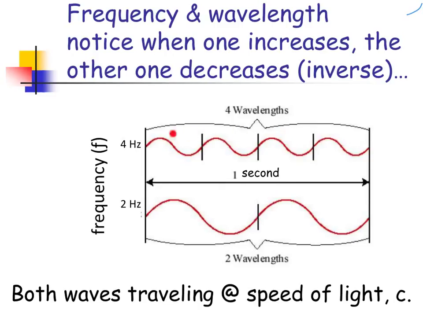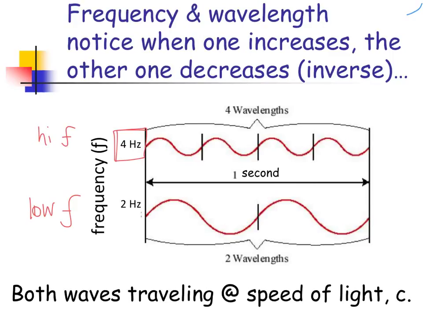So when 4 waves per second pass by, we say that wave has a frequency of 4 hertz. In this bottom wave, however, I only had 2 waves pass by me in that 1 second. So he has a frequency of 2 hertz. So logic should tell you that this guy at the top has a high frequency. And if this guy has a high frequency, this guy at the bottom has a low frequency.